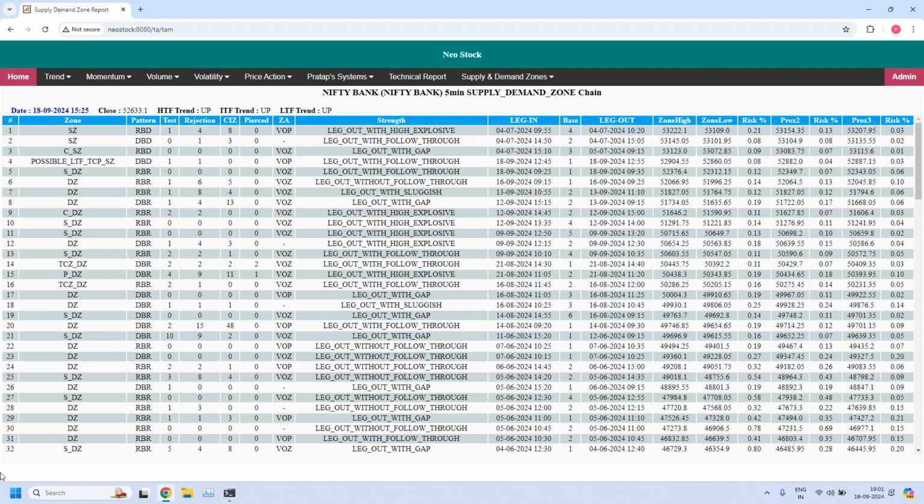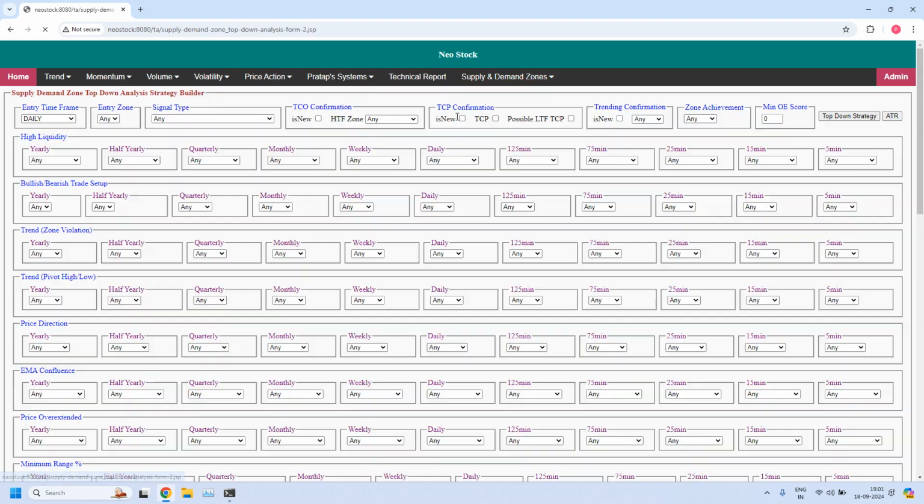Now the next set of reports are about income trades. Bullish and bearish trade setup income trades for monthly, weekly, daily and hourly. First, let us generate the bullish trade setup for monthly income trade. So the entry time frame is daily, and the entry zone is a demand zone.